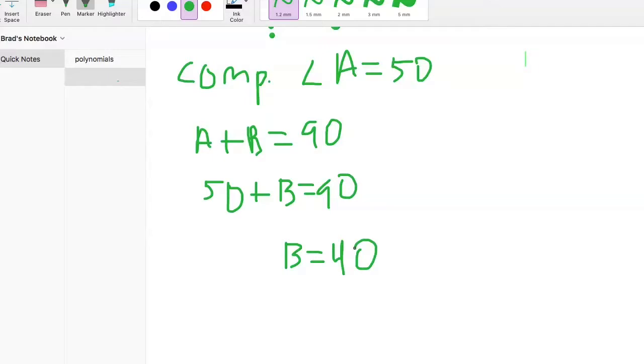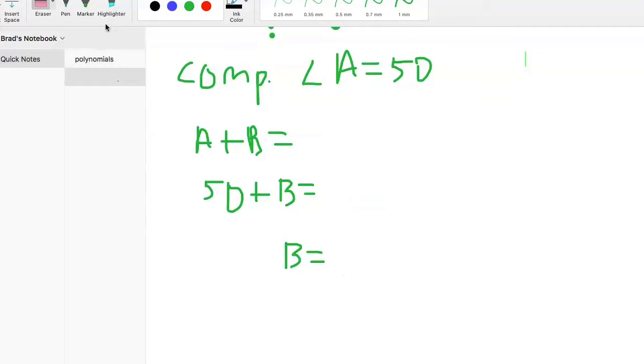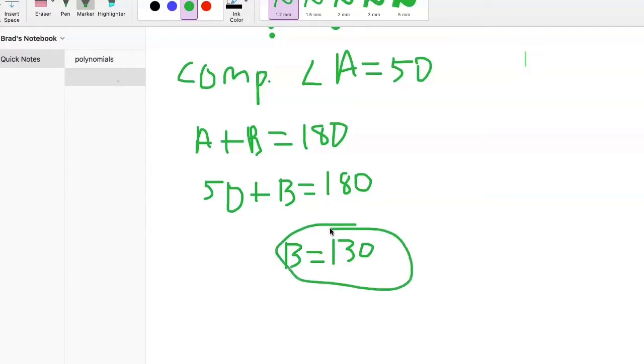Now what if, instead of complementary, they told you the exact same thing, but that it was supplementary? That would mean they add up to 180, so 50 plus B is 180. They told you angle A is 50. What's B? We again would subtract 50 from both sides, and B equals 130. That would be our answer.